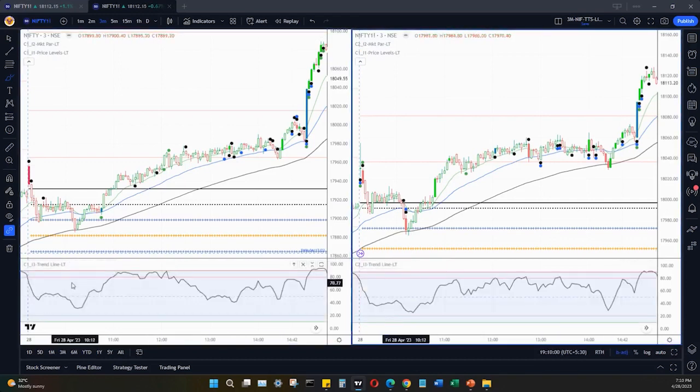This talks about how strong the trend is. Has the trend peaked out or bottomed out? Is the trend going to reverse, or is the trend going to continue? Or is it consolidating?